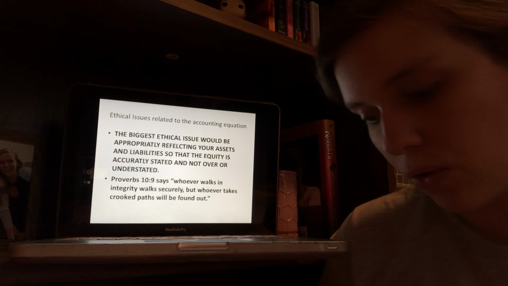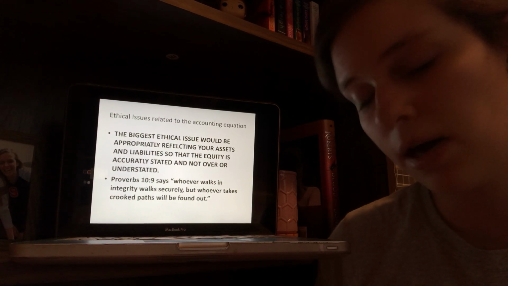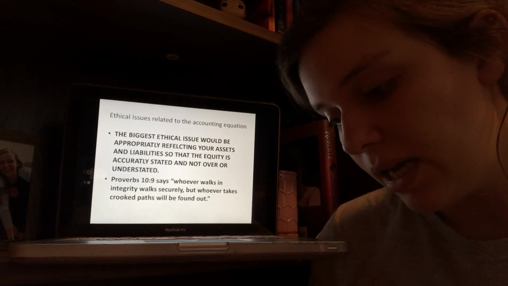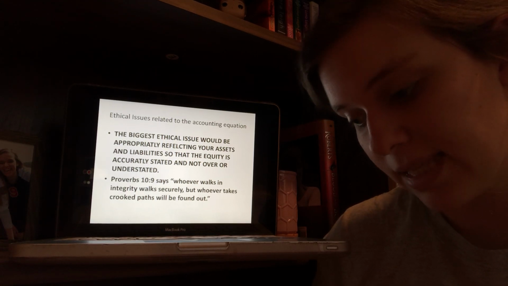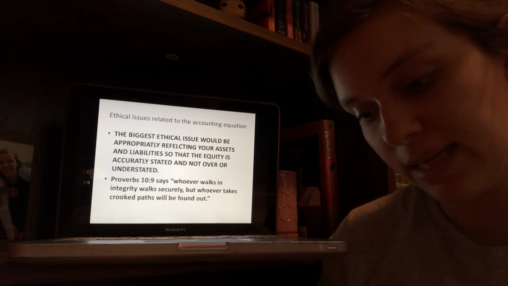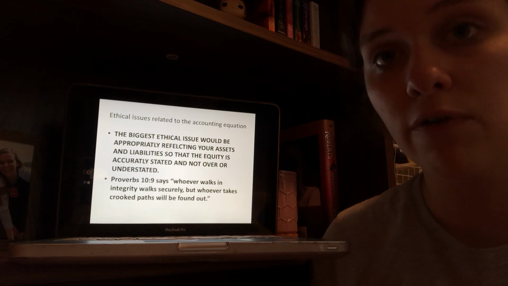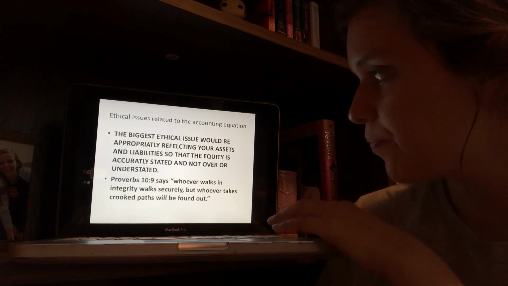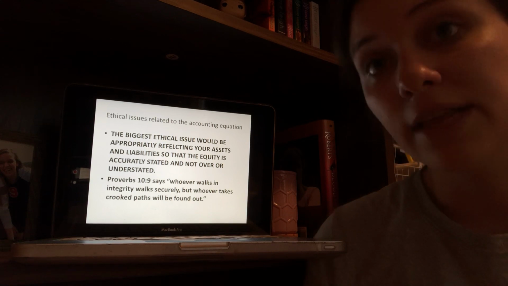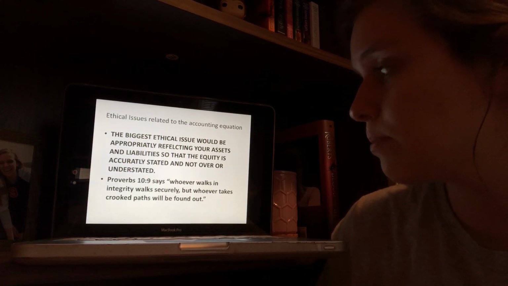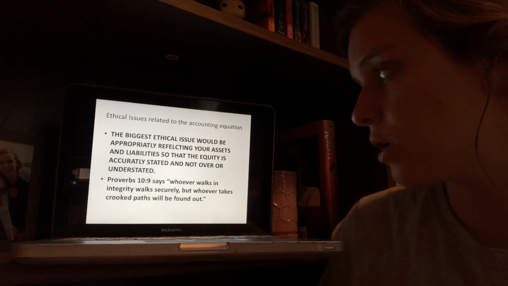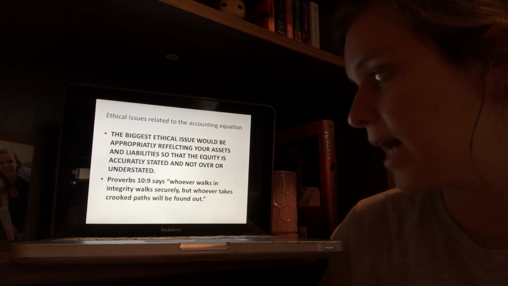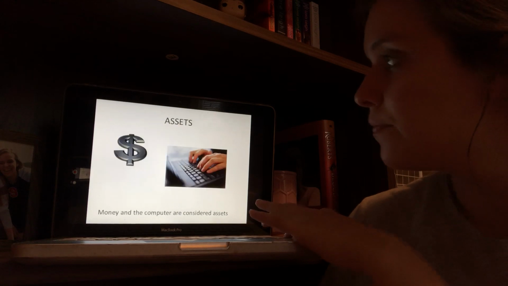And one ethical issue related to the accounting equation would be appropriately reflecting your assets and liabilities so that the equity is accurately stated and not over or understated. And a Bible verse that I chose would be Proverbs 10:9, which states, "Whoever walks in integrity walks securely, but whoever takes crooked paths will be found out."